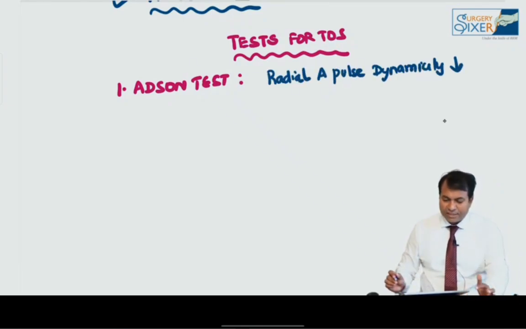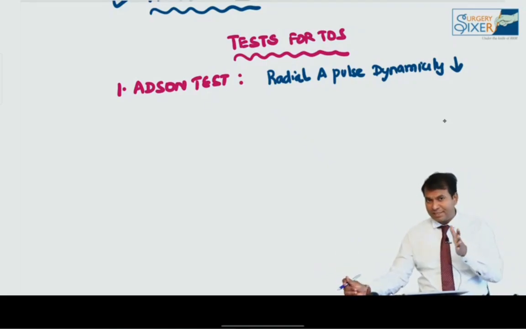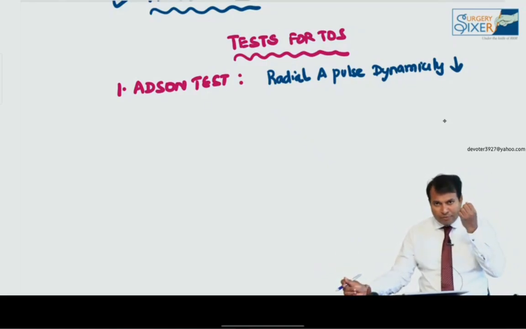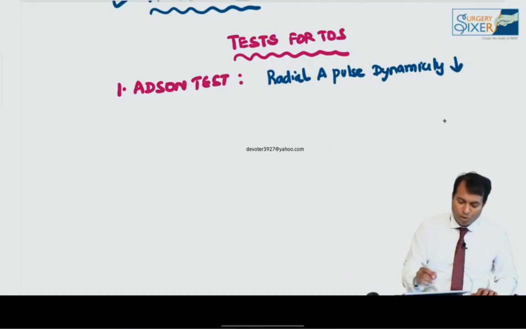The dynamicity decreases as you ask them to turn to the opposite side. It is not the pulse rate which decreases. It is the dynamicity, how you feel the pulse: the dynamic pulse becomes a steady pulse because of Adson's test. So Adson's test, don't forget.